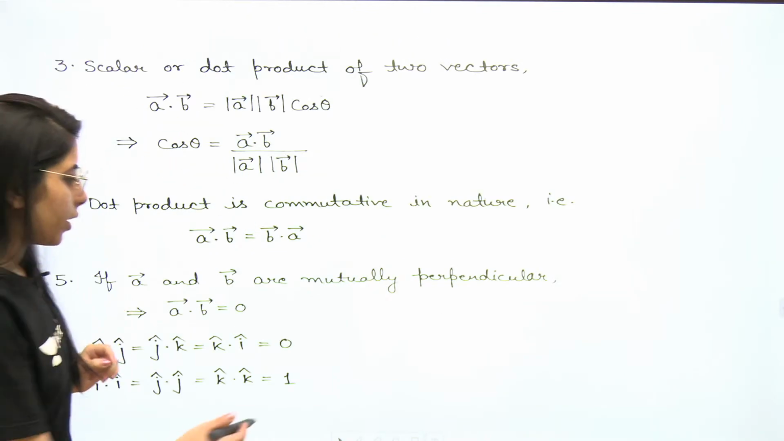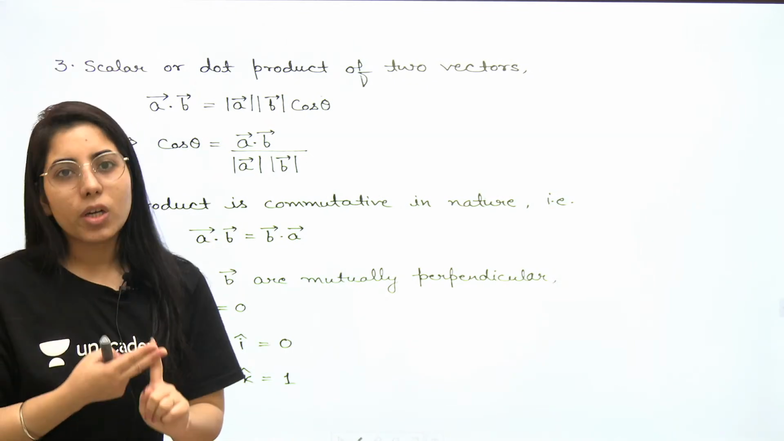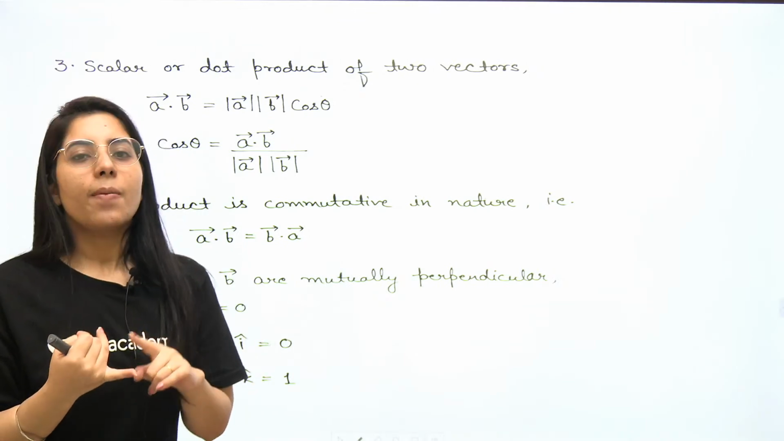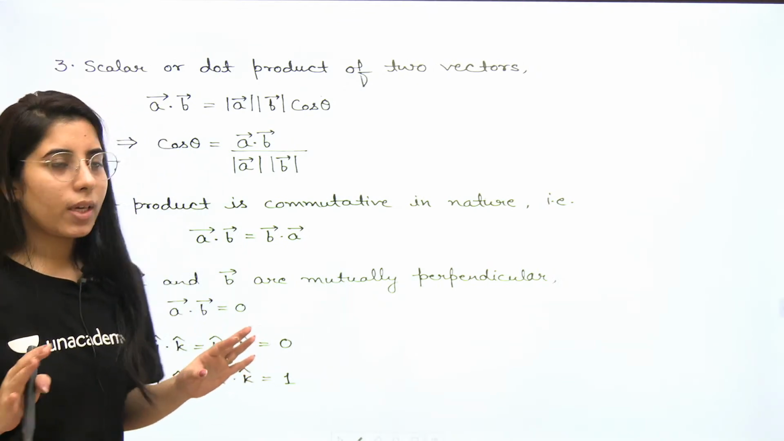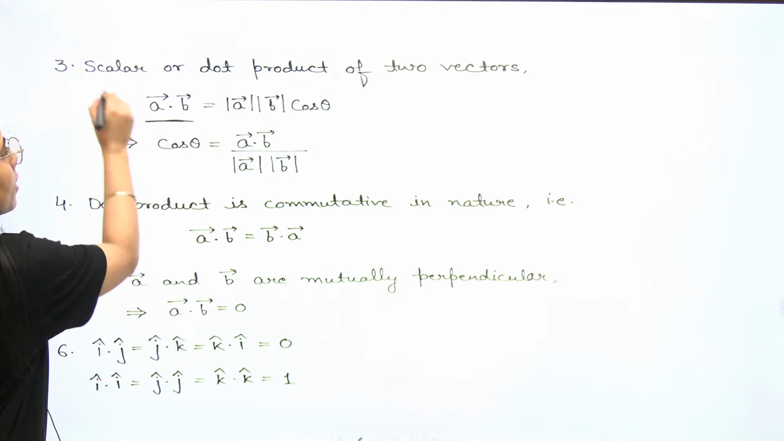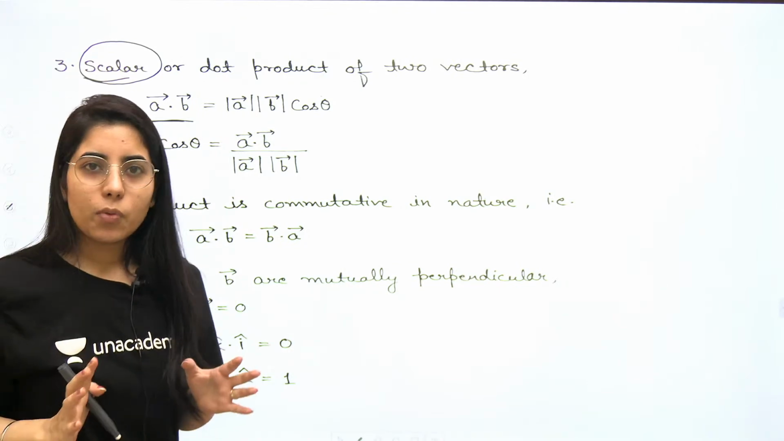Okay, next point. We consider two different types of products in the case of vectors. One is the dot product, another one is the cross product. When we talk about the dot product, it is also known as the scalar product.